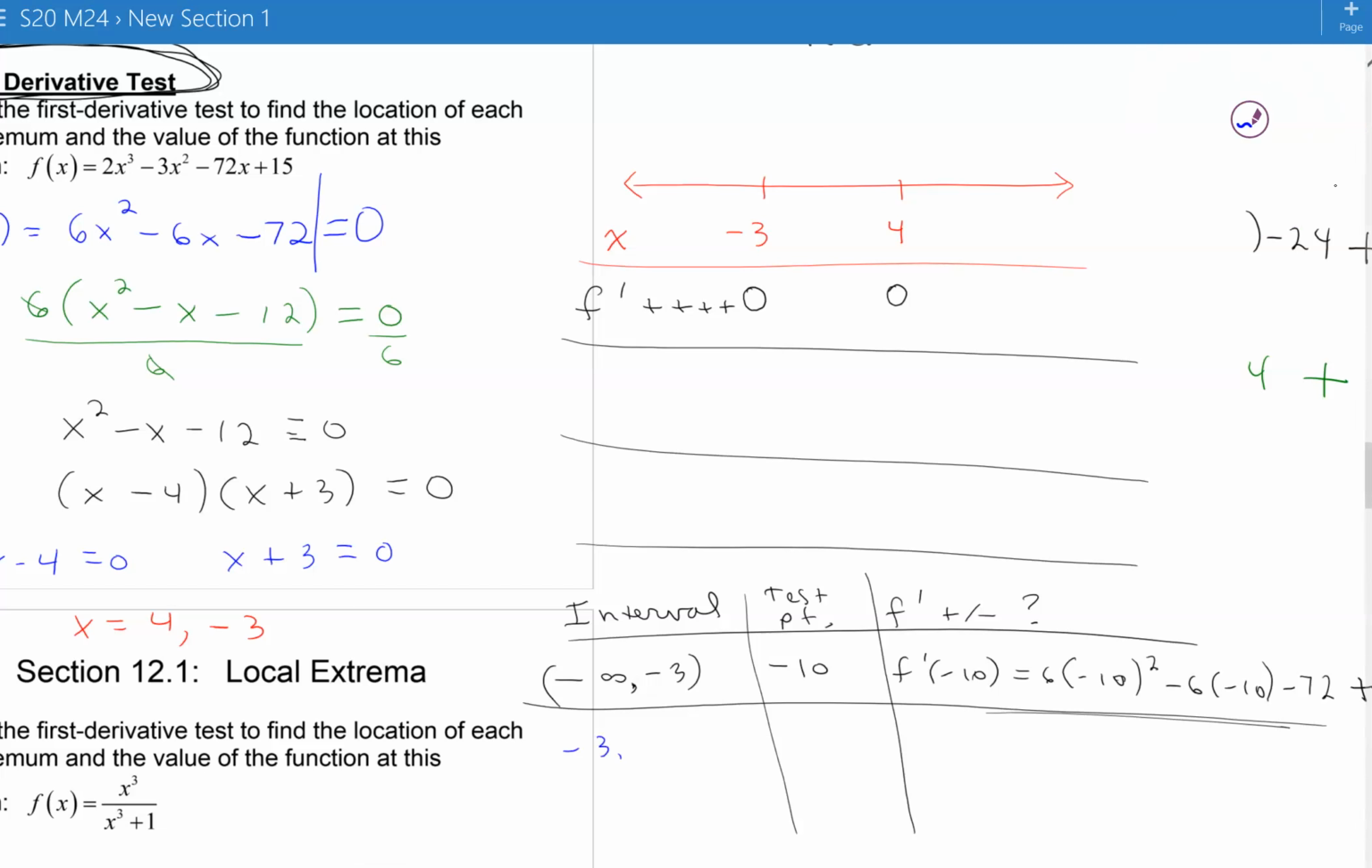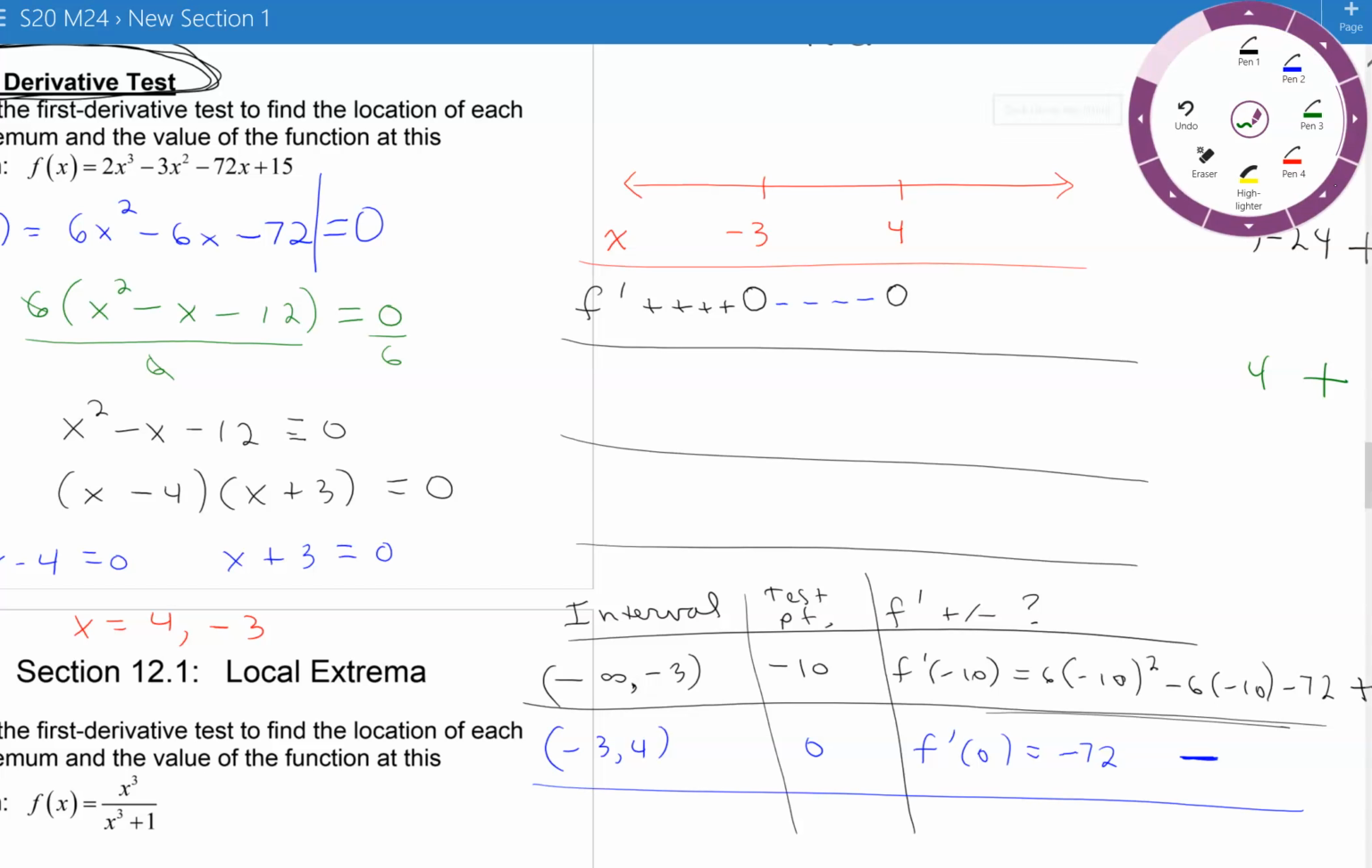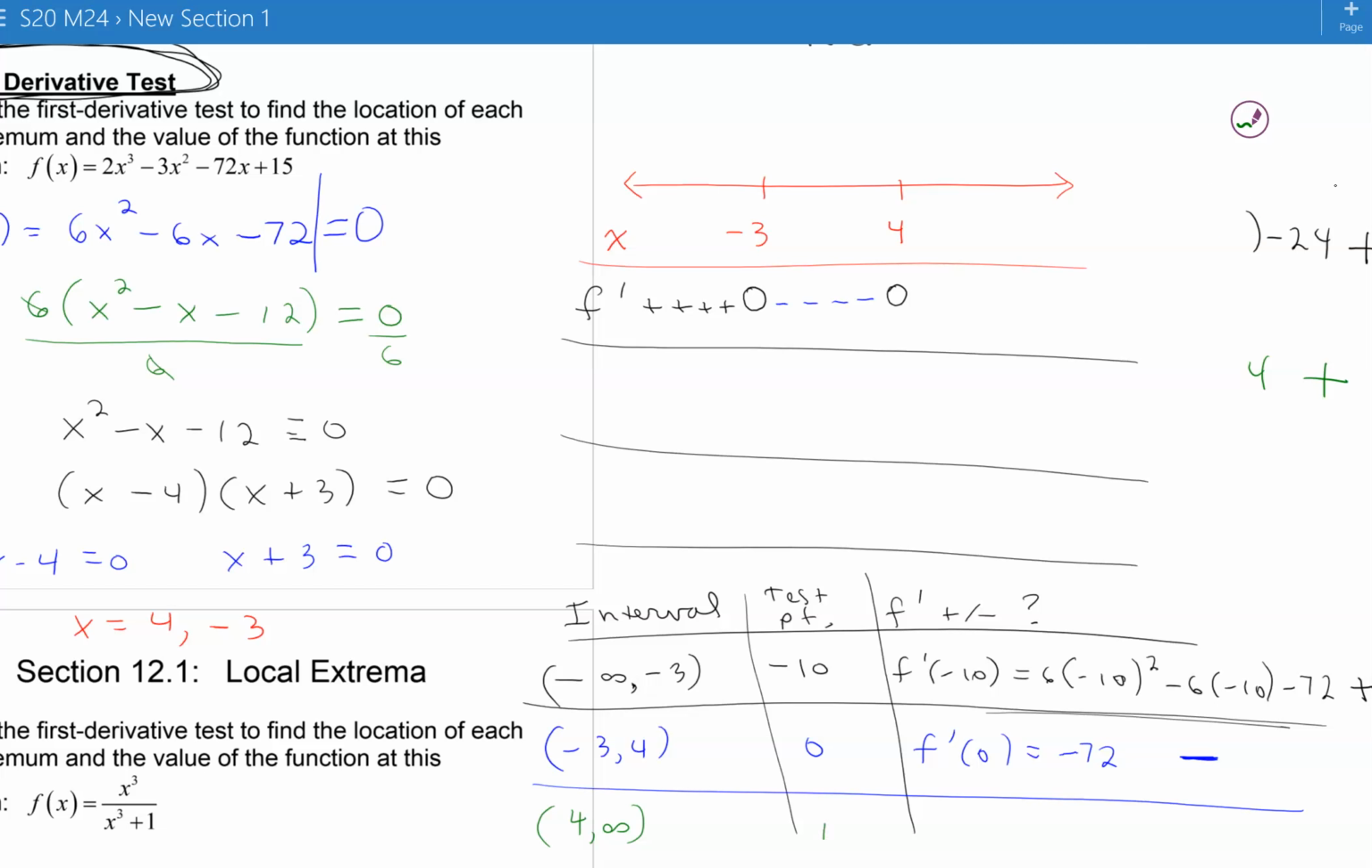Then let's look at our next interval from negative 3 to 4. 0 is an option in that interval, so I'm going to pick 0 because I can easily see that f prime of 0 is negative 72, so that's negative. So everywhere between negative 3 and 4, the derivative is negative. And then let's check our third interval from 4 to infinity. And I'm going to pick my test point of 10 and check the sign of f prime when x is 10. So I'm going to have 100 times 6, 600 minus 60 and minus 72. So that's going to be positive. And my derivative is positive for every x value from 4 to infinity.